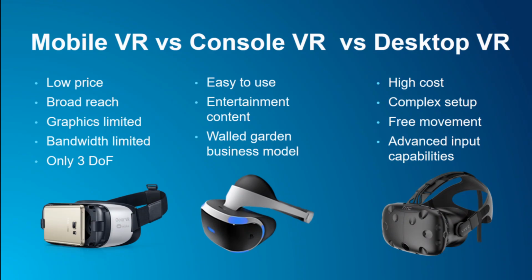Next thing is mobile VR versus console VR versus desktop VR. It's also one of these definitions. Mobile VR means you have your phone and put it onto some pretty cheap headset like this, and then can walk around. Everybody has a phone, so broad reach, however, of course, limited, and you only have 3 degrees of freedom, so you can only look around.